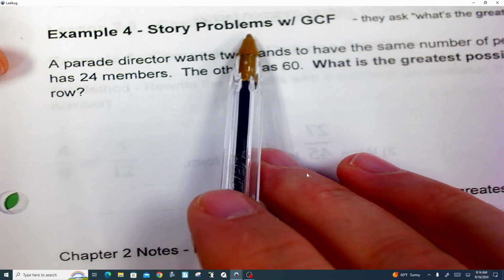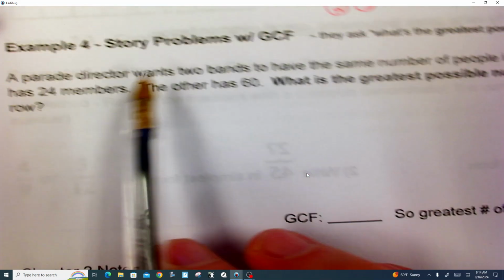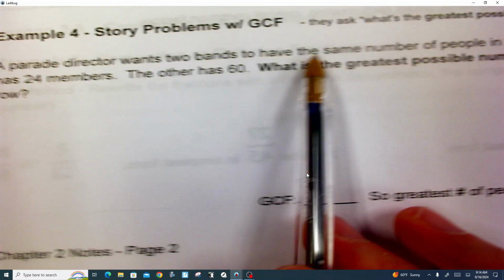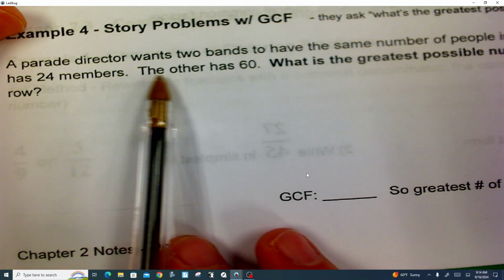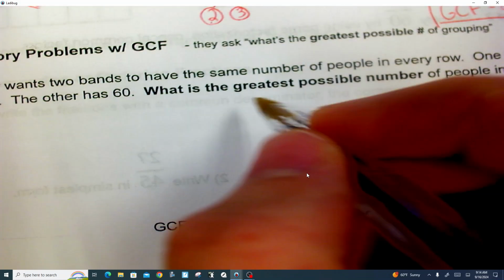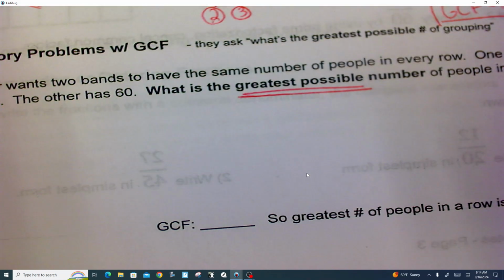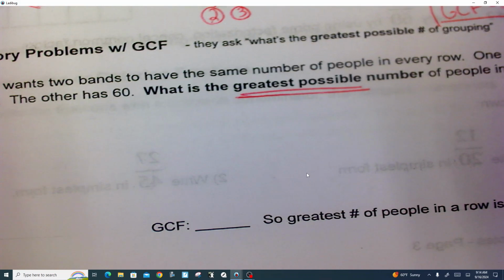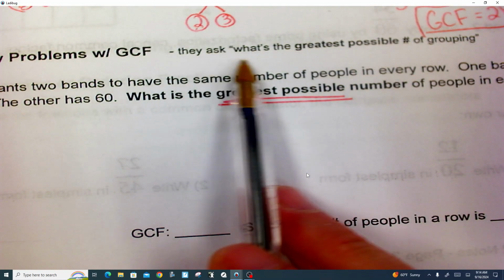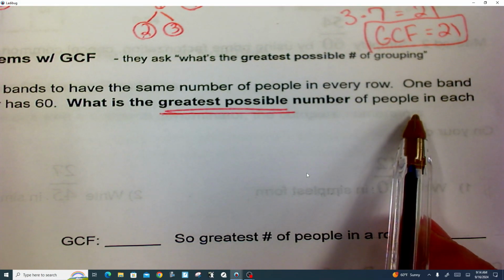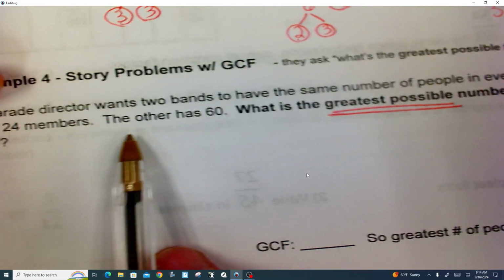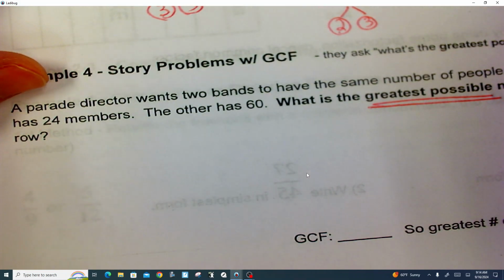We're going to finish up with this last one right here, a story problem with GCF. Now watch. A parade director wants 2 bands to have the same number of people in every row. One band has 24 members, the other has 60. When it says, what is the greatest possible number? See right here, they ask, what's the greatest possible number? That is their way of saying, please use GCF. What are the 2 sizes of the bands there? We've got 24 and what?